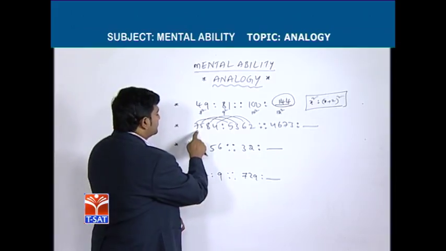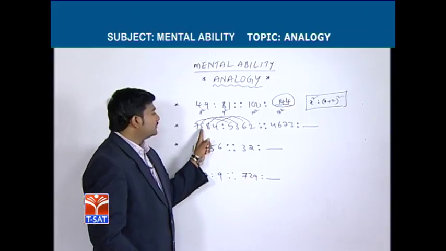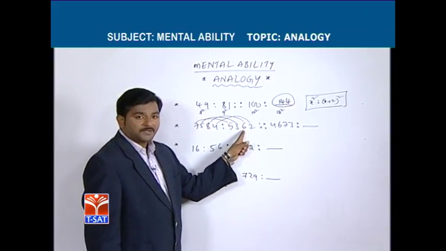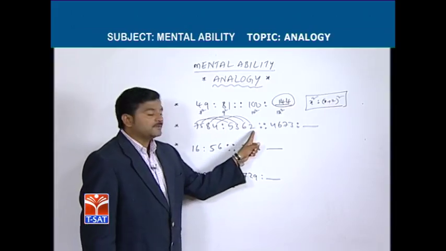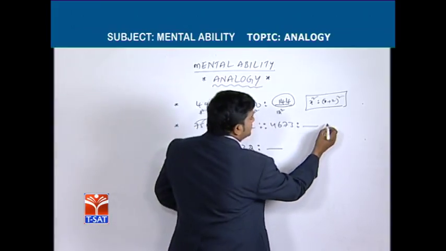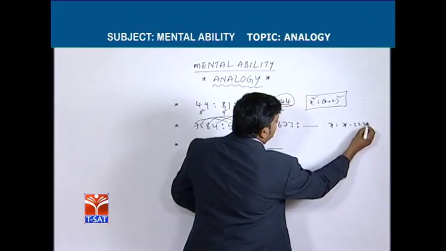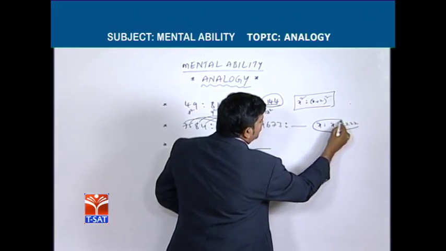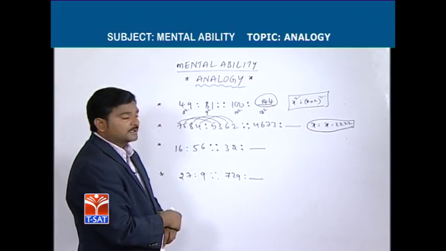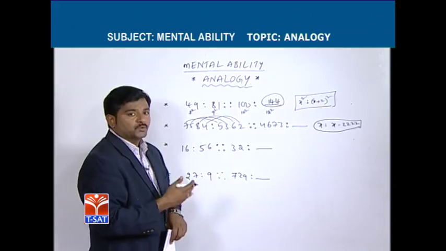What does it mean? From 7 reduced to what am I getting? 5. From 5 reduced to what am I getting? 3. From 8 reduced to what am I getting? 6. From 4 reduced to what am I getting? 2. Okay. So simply there is a concept. If the given number is x, then from this x it is simply reduced by 2 for every digit. Okay. That's how I am getting the concept. x is to x minus 2, for each digit.